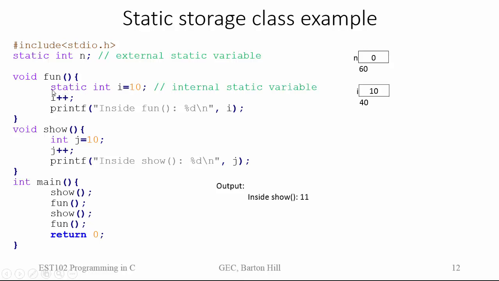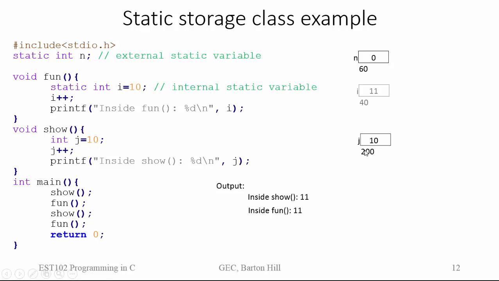So here control comes here and i is incremented by 1, i becomes 11, then this will be printed: inside fun 11. Then after that, once execution of this is over, control comes to here and this will again become inaccessible. Then the show function is again called, control comes here, and memory is again allocated for j. We are assuming it is allocated at 200.